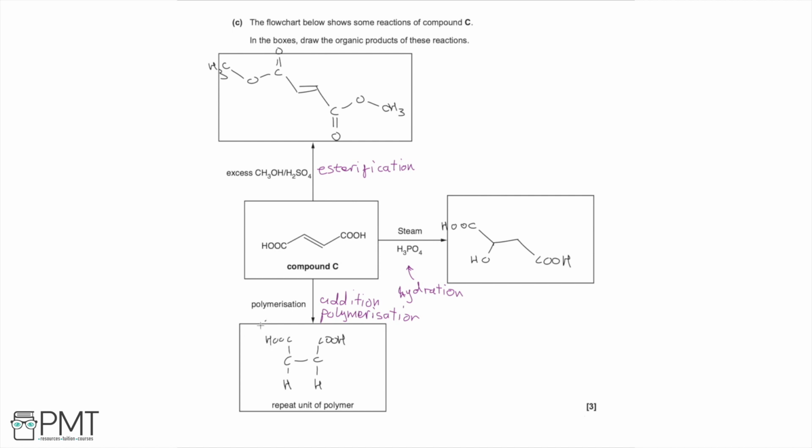Now we need our rounded brackets, N at the bottom, and our trailing bonds going in and out of the brackets on the left and the right.